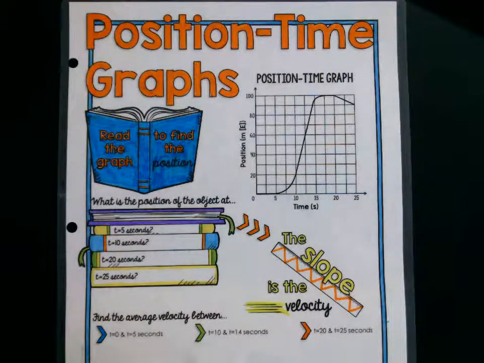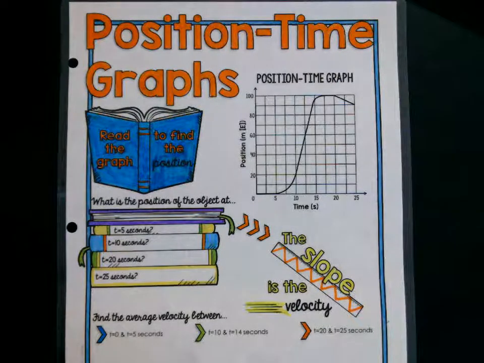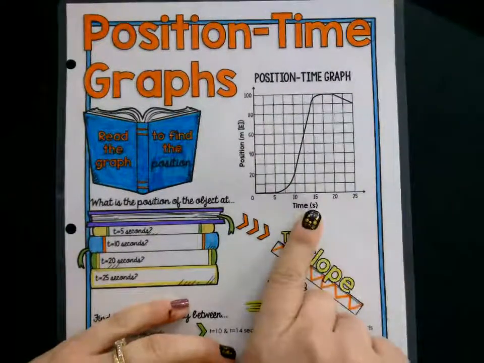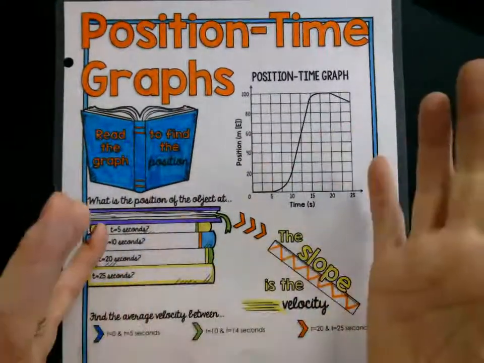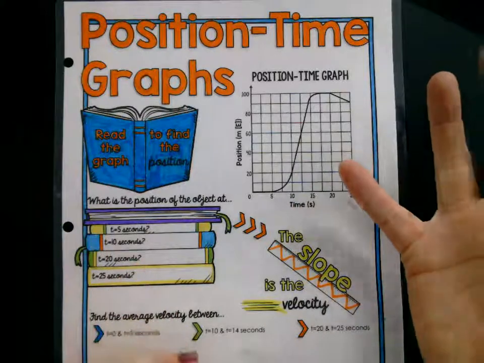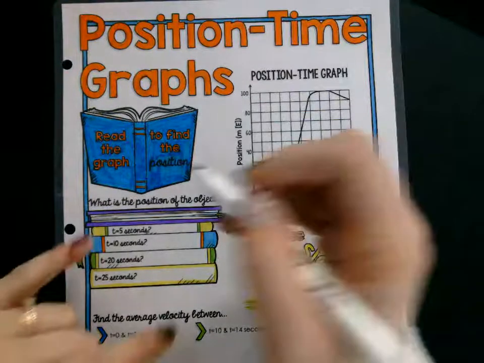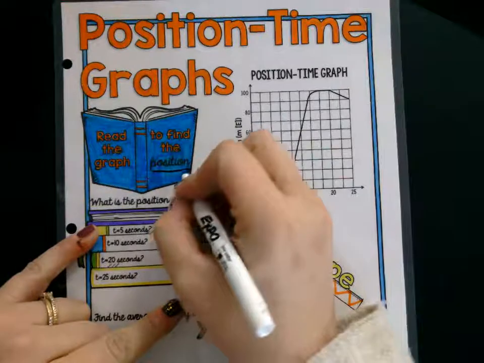All right, guys, so now that we have talked about speed and velocity, and we have talked about acceleration and velocity, we need to talk about how to represent those things graphically. So today we're going to talk about position time graphs. Position time graphs represent where you are at a certain position at a certain time. To find your position, you just have to read the graph. The catch is that when you read the graph, you need to watch the units and watch the direction.